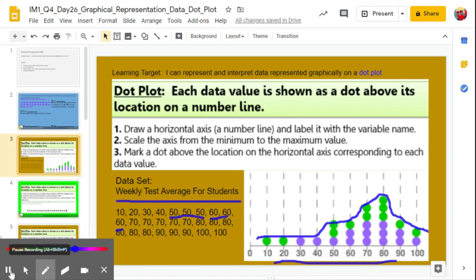Get this down in your notes, and then on the next slide, I'm going to have you try to do one on your own, and then after that, we'll add that also to our notes.